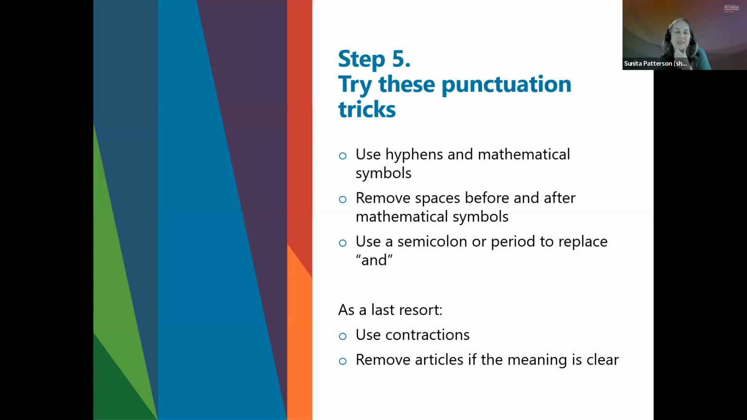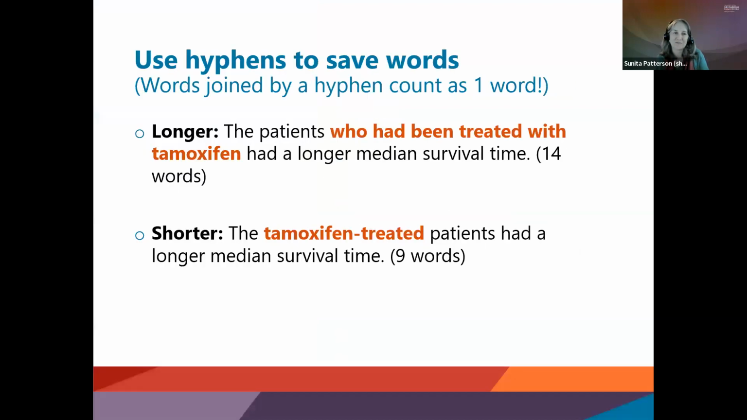Okay, so you can use hyphens and mathematical symbols to replace words. You can remove spaces before and after mathematical symbols. I'll show you an example in a minute. And then sometimes, instead of having 2 independent clauses joined by the word "and," you can put a semicolon or a period in there, make 2 sentences, and take out that word "and." And I've got a couple last resorts I'll show you.